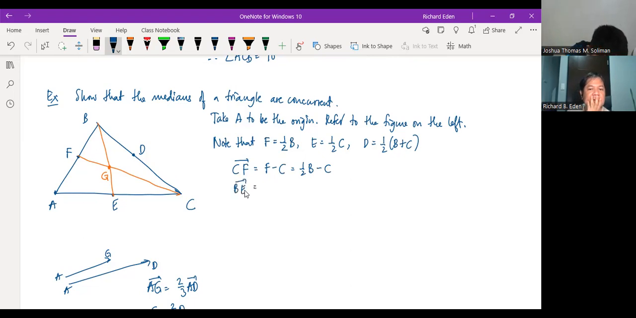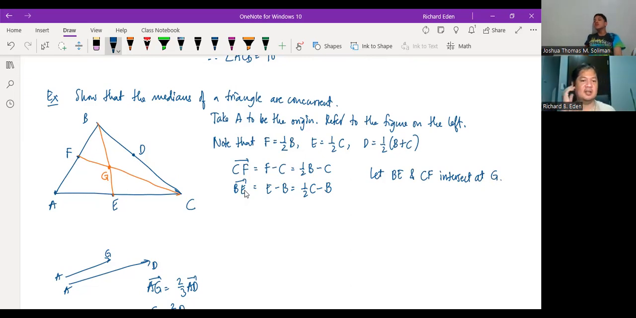BE is E minus B, where E is half of C. So we have 1/2 of C minus B. Ito medyo hindi ako prepared dito. Paano kaya ito gagawin? G is the intersection. Okay. Let BE and CF intersect at point G. So, ganito.